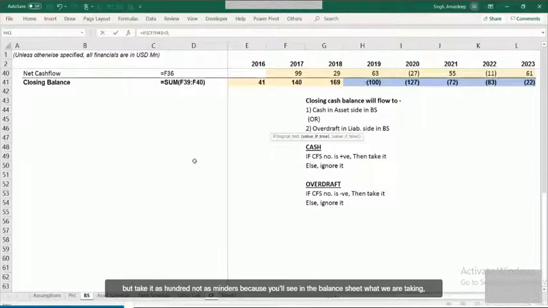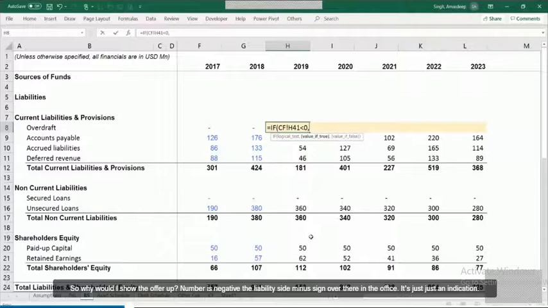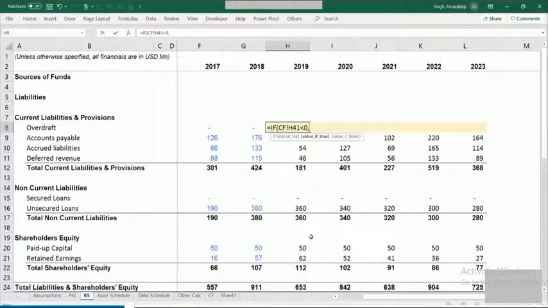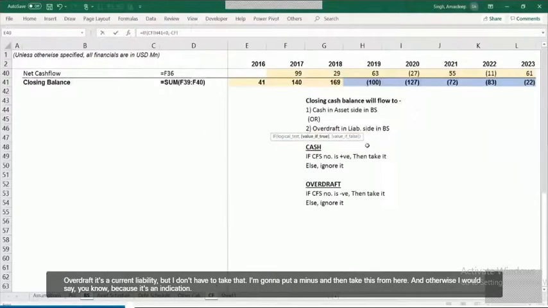Because you see in the balance sheet, we're taking all the liabilities values as a positive number. So why would I show the overdraft number as negative? Because it's on the liability side. The minus sign over there in the CFS is just an indication that it's an overdraft. It's a current liability. But I don't have to take that. So I'm going to put a minus and then take this figure from here. And otherwise I will say 0.